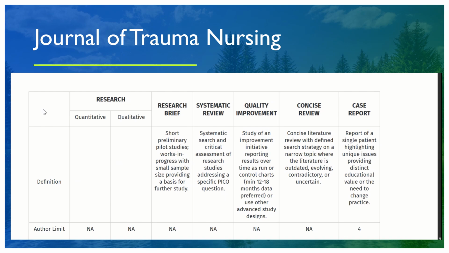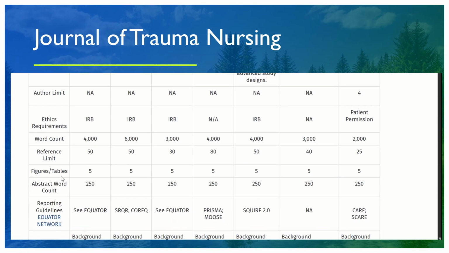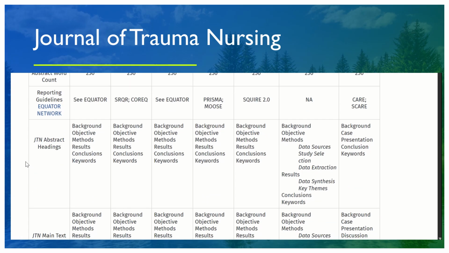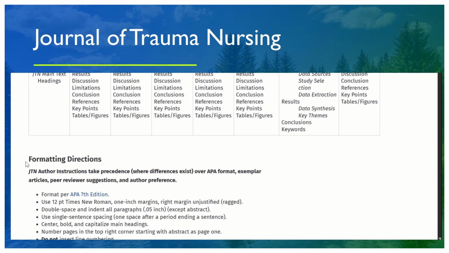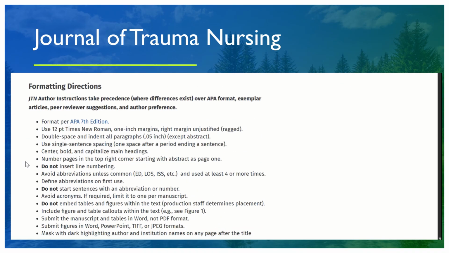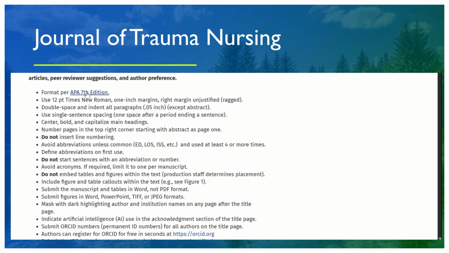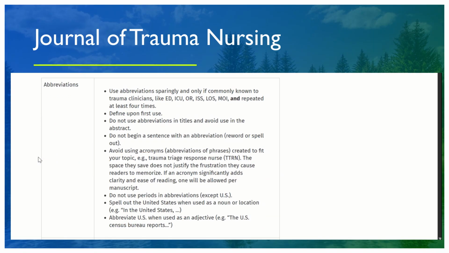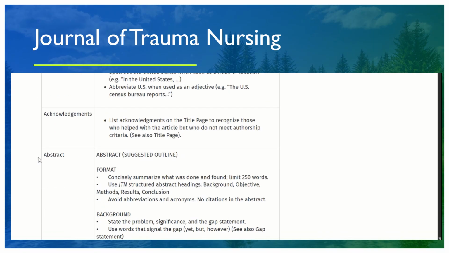Now this journal provides a lot of really detailed information. So you can see here it has an overview chart depending on what type of article you're planning on submitting and what the requirements are as far as word count, references, figures and tables, things like that, what they want their abstract headings to be. And then here's some other formatting instructions. So they want it formatted per APA. This is the font size and just general formatting requirements, as well as detailed descriptions of how they want the manuscript prepared.